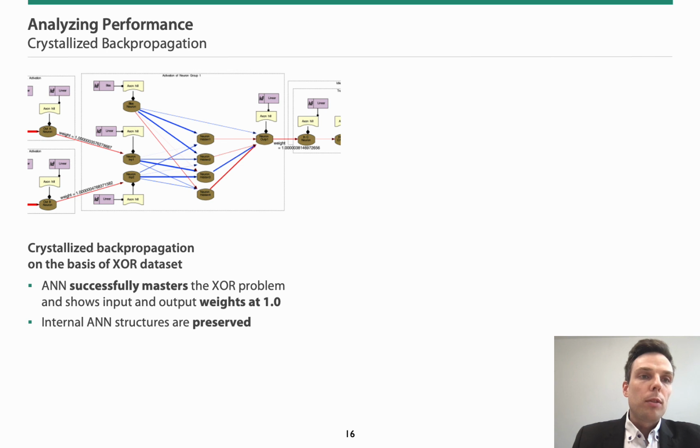What about the performance of the crystallized backpropagation? Facing the ANN with an XOR dataset, here the ANN successfully masters the XOR problem. It again shows weights around 1.0 here, here, and here. But in comparison to the first standard backpropagation, internal weights have not changed due to their crystallization. So, knowledge generated by these neuronal structures is preserved.